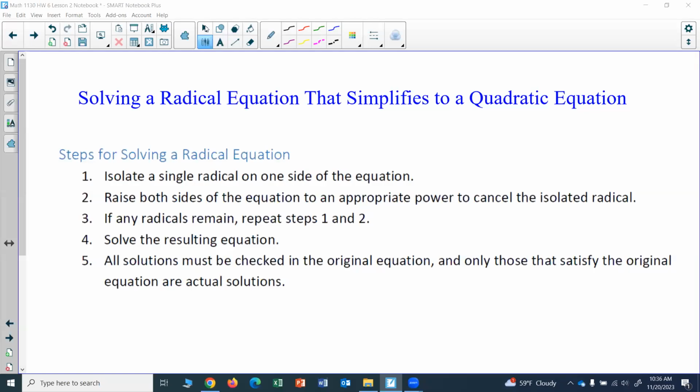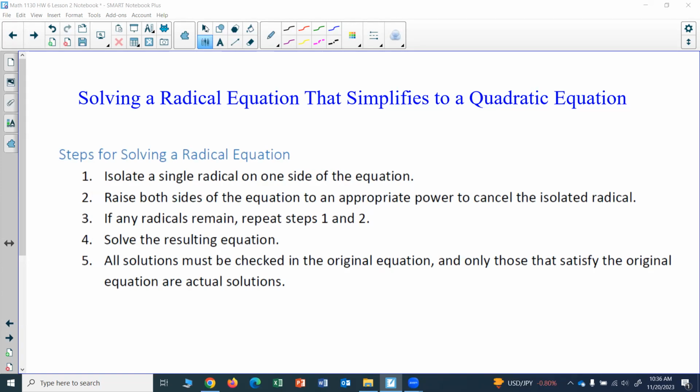In this video, we'll look at solving a radical equation that simplifies to a quadratic equation. Let's review the steps for solving a radical equation that we went over in the last video. First, isolate a single radical on one side of the equation. Next, raise both sides of the equation to an appropriate power to cancel the isolated radical. So if you have a square root, you're going to square both sides in order to cancel out the radical.